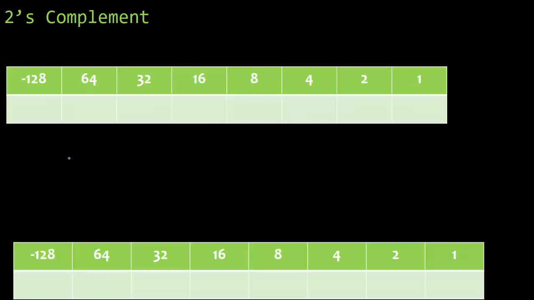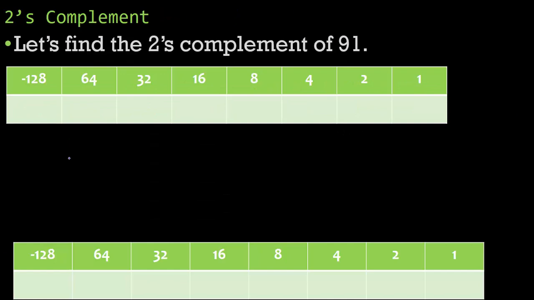That's how it works. So let's find the 2's complement of 91. Well, the 2's complement of 91 is negative 91. The first thing I need to do is find the positive binary value. Do I need negative 128? No, I don't. Do I need 64?